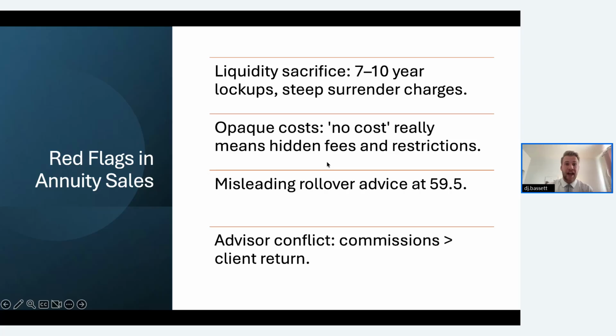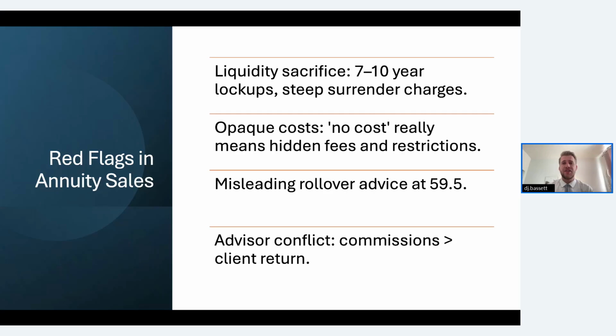So what are the red flags? If you have the opportunity to listen to a pitch for an annuity, or you have somebody that's looking at it, what are some of the things to look out for? Number one, liquidity sacrifice. That's the number one thing there.